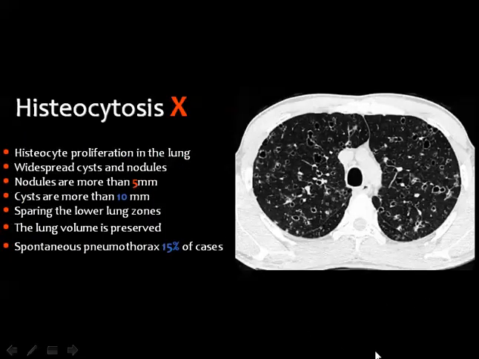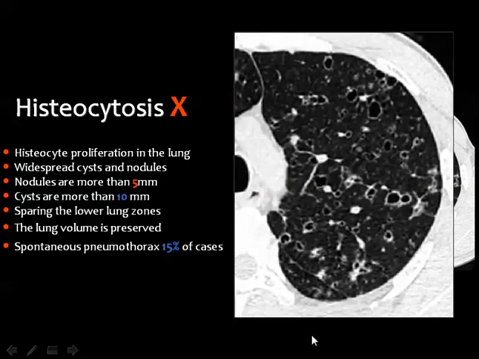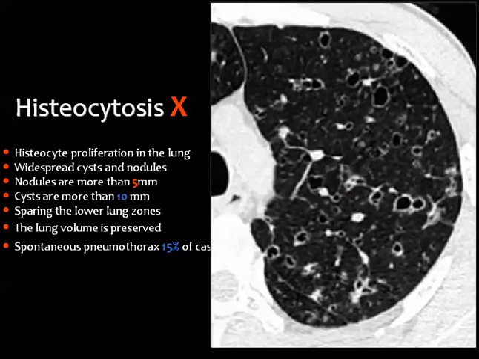The criteria of the cysts: they are randomly distributed. They spare some areas in the lung. They have a thick wall. They are usually more than 10 millimeters in size. These criteria are important. Number one, they spare part of the lung. They have a thick wall, and they are usually larger than or in the range of 1 centimeter in diameter. This appearance is classic for histiocytosis.